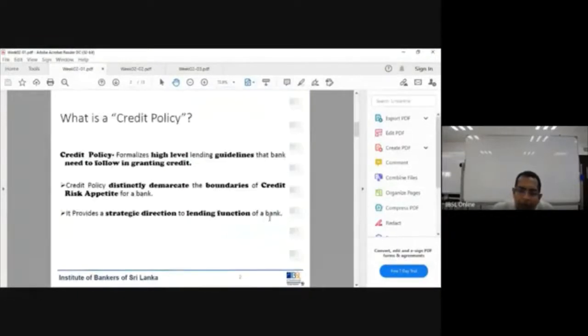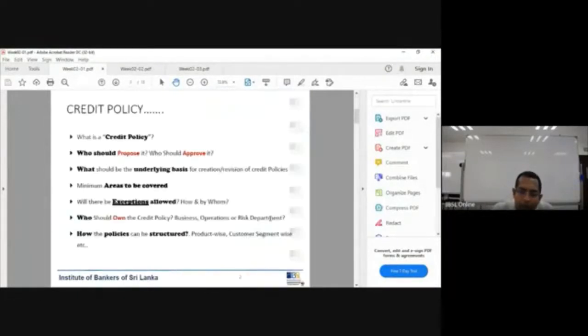So credit policy, which is the overriding umbrella. We will discuss what is a credit policy, who should propose it and approve it, what are the underlying bases, areas to cover, exceptions, who owns it, and how the policy can be structured. These parts we will discuss in the first part of our lecture today.